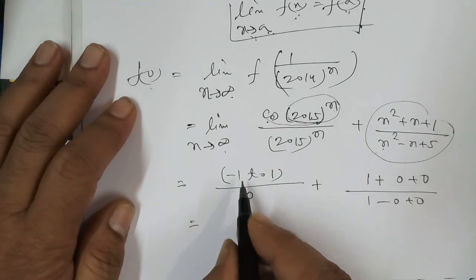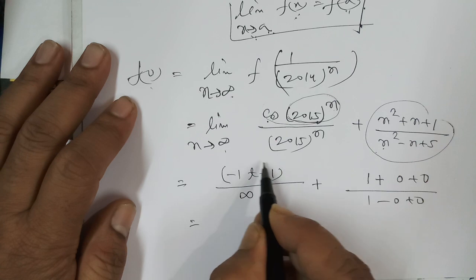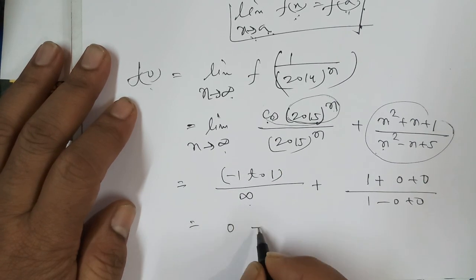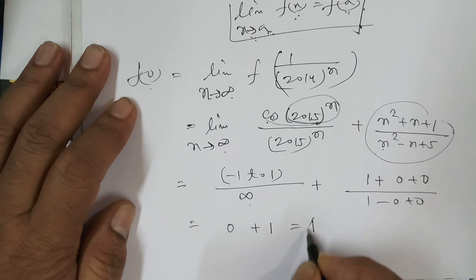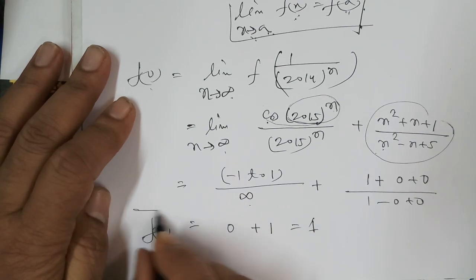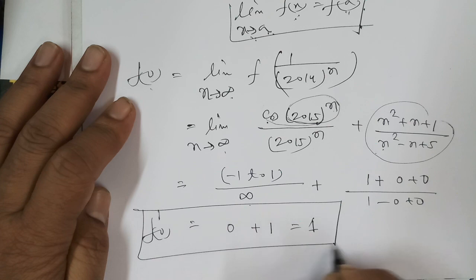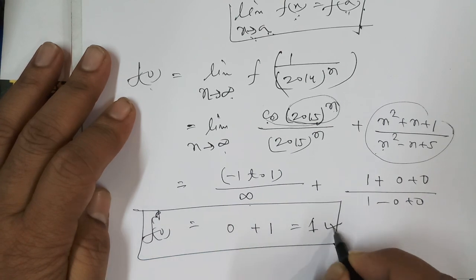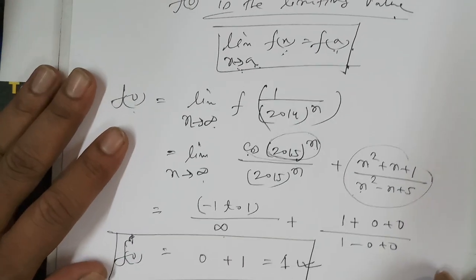So this will be minus 1 to 1, that is, some value. Any value upon infinity is 0. 0 plus 1 is 1. So the value of f0 will be 1. So the value of f0 is 1. So this is the correct option.